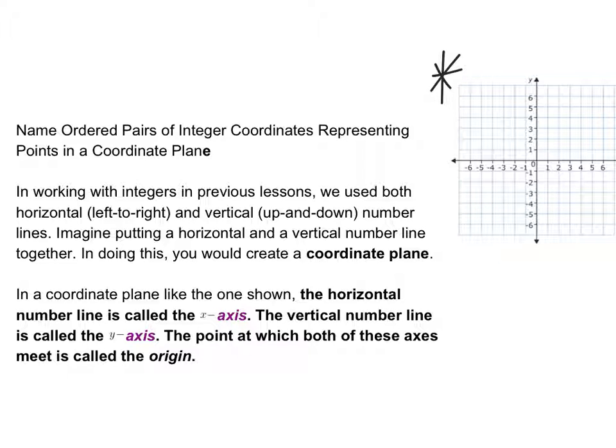In a coordinate plane like the one shown, the horizontal number line, so this one right here, is called the x-axis. The vertical number line, which is this one here, we would call the y-axis. The point at which both of these axes meet is called the origin. That is this point right here. We say that that is at 0, 0: 0 for the x coordinate, 0 for the y.